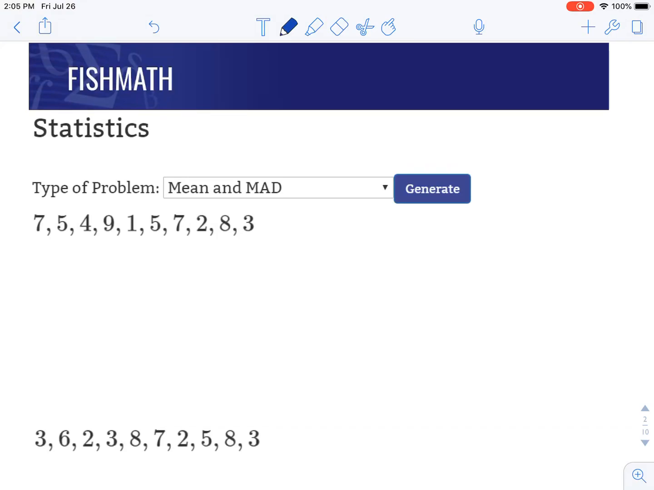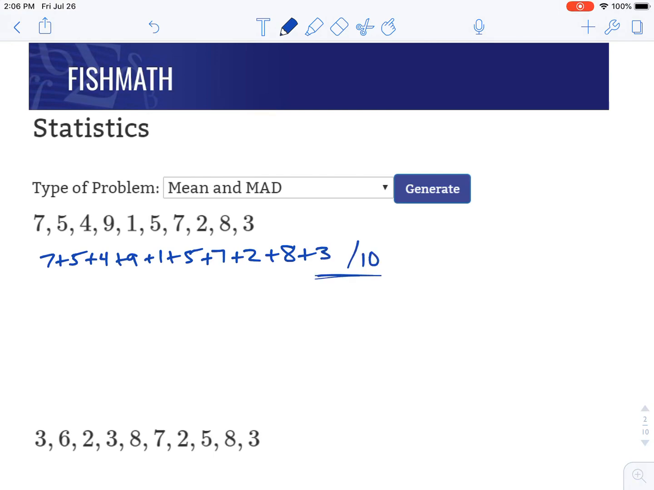Hi everyone, we're looking at how to do the mean and the MAD for a list of numbers or list of data. So for the mean, that's always the average. So to find the average, we just add up all these numbers and then we divide by how many there are. Make sure when you do your adding, you do your adding first and then do your division. If you type it into your calculator like this, you're going to get the wrong answer.